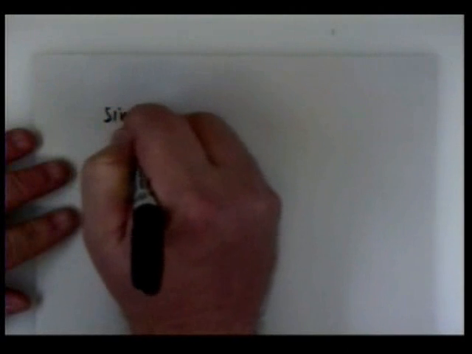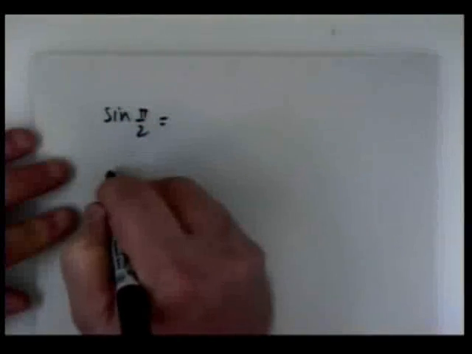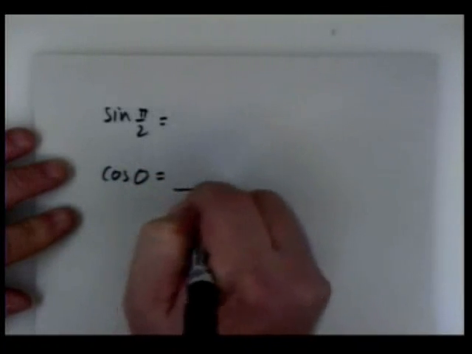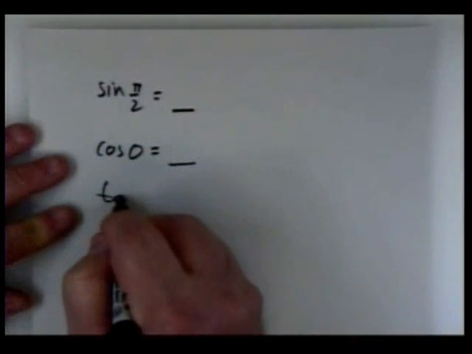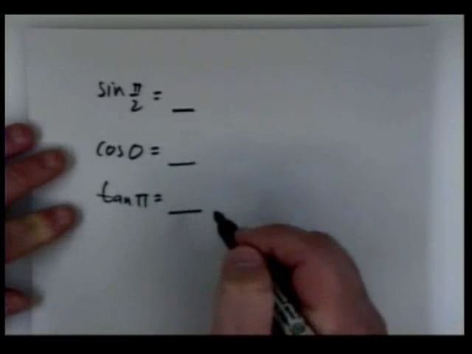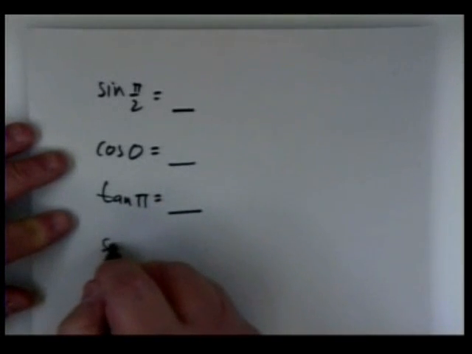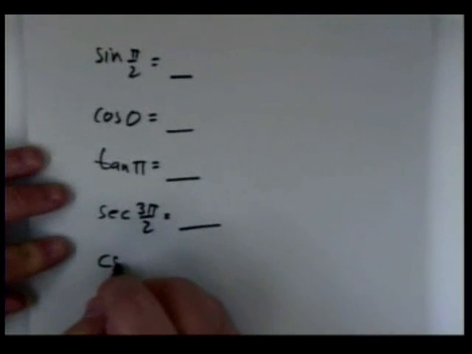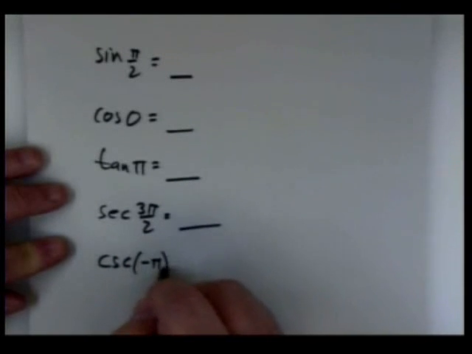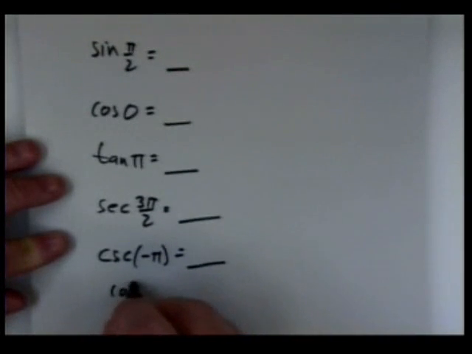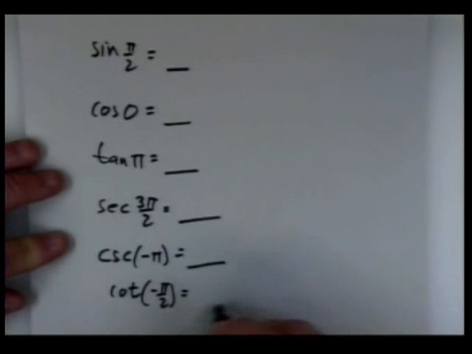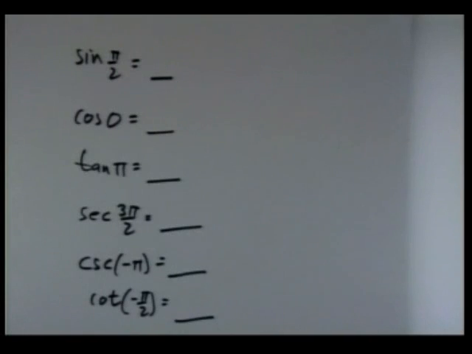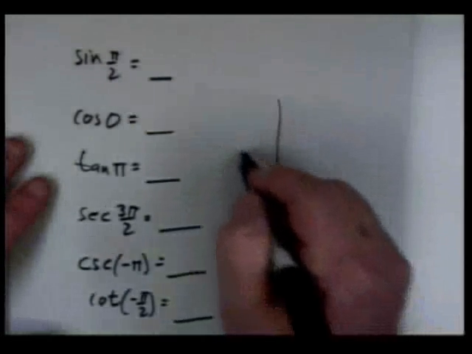I want to find the sine of pi over 2. Then I want to find the cosine of 0. Then I want to find the tangent of pi. Then I want to find the secant of 3 pi over 2. Then I want to find the cosecant of negative pi. And finally, the cotangent of negative pi over 2. All right, 6 things we want to find. I'm going to draw a unit circle.